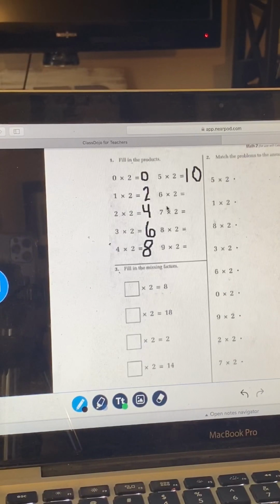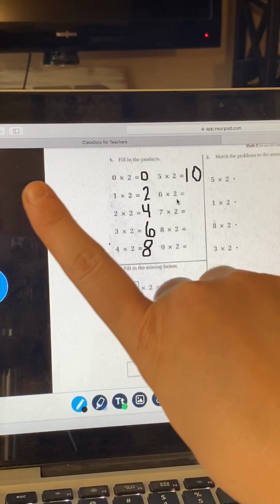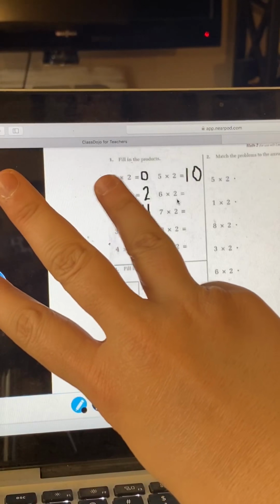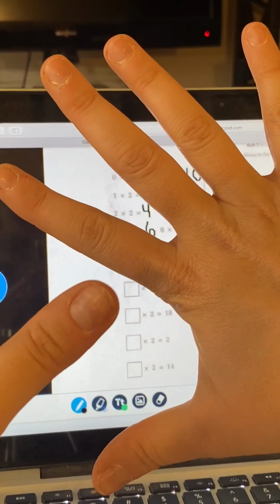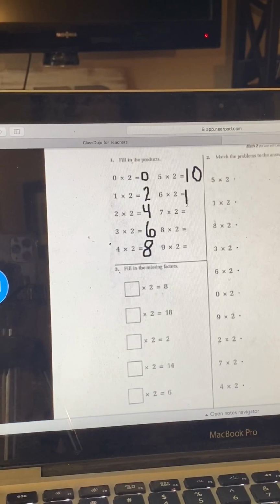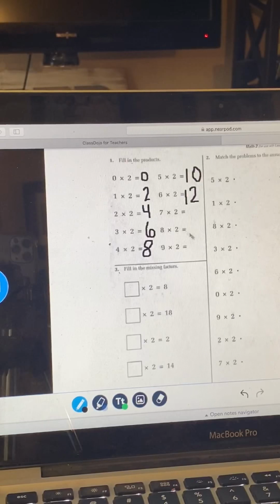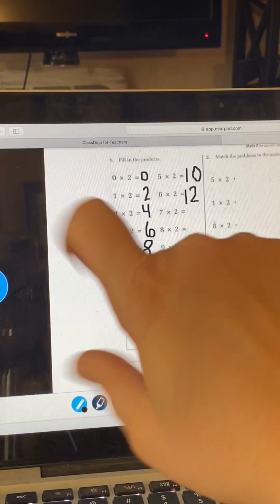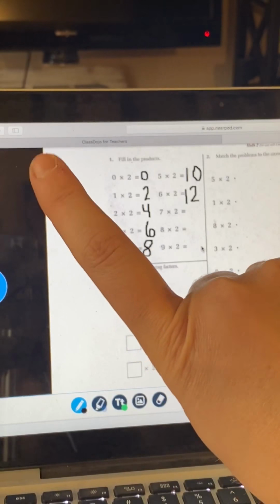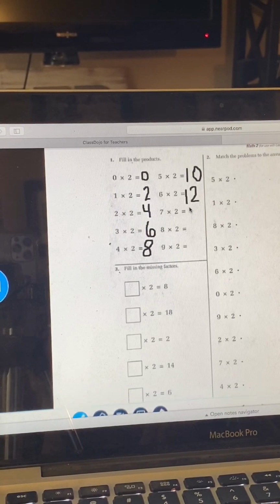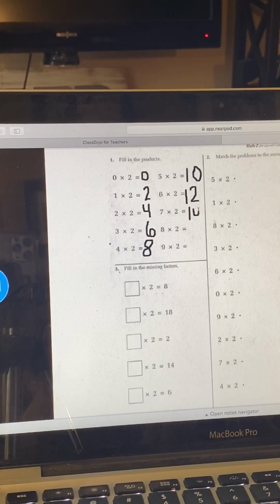All right, let's take this one. Now I have 6 groups of 2. So I have to count by 2 how many times? 6 times. So let's go ahead and do that. 2, 4, 6, 8, 10. What's this one? 12. 6 groups of 2. I have 12. All right, let's look at the next one. Now I have 7 groups of 2. So let's do it again. 2, 4, 6, 8, 10, 12, 14. And I'll teach you a trick.